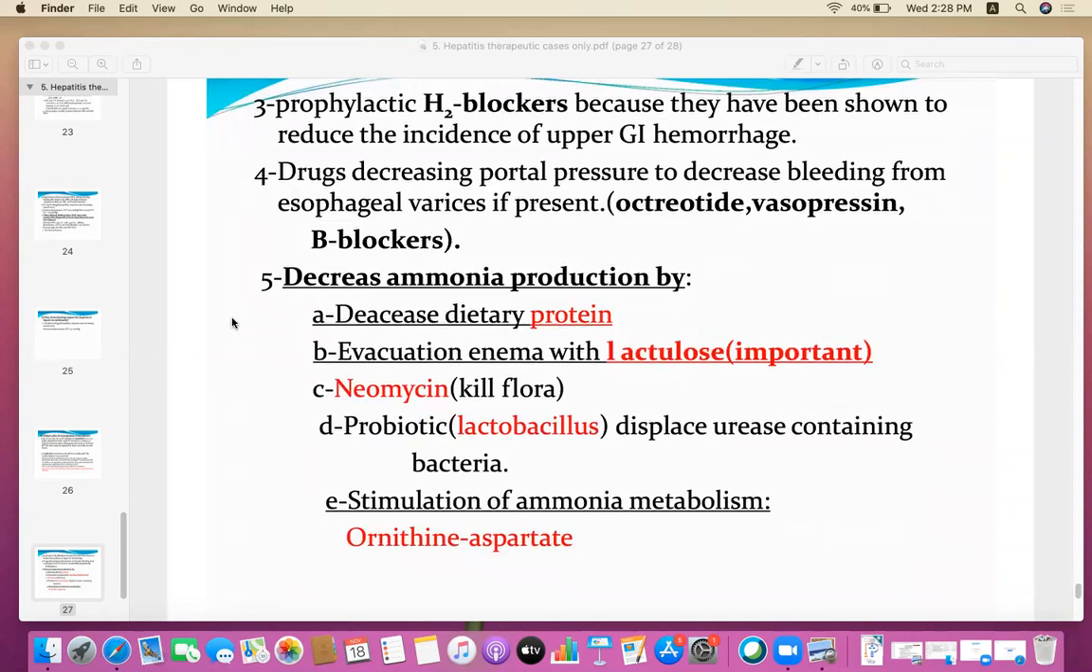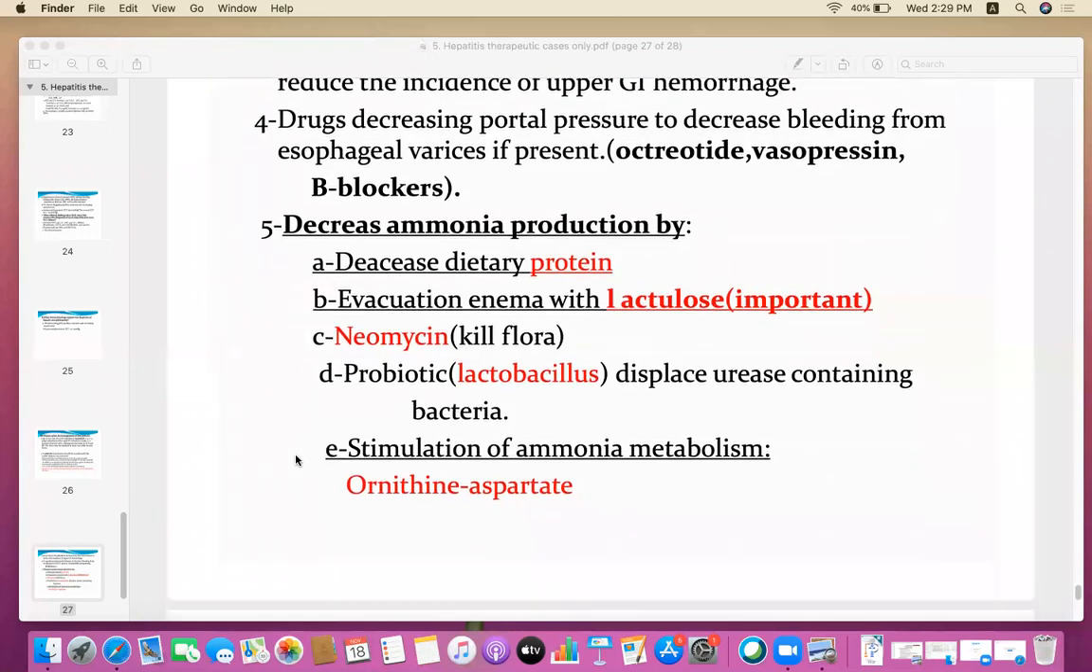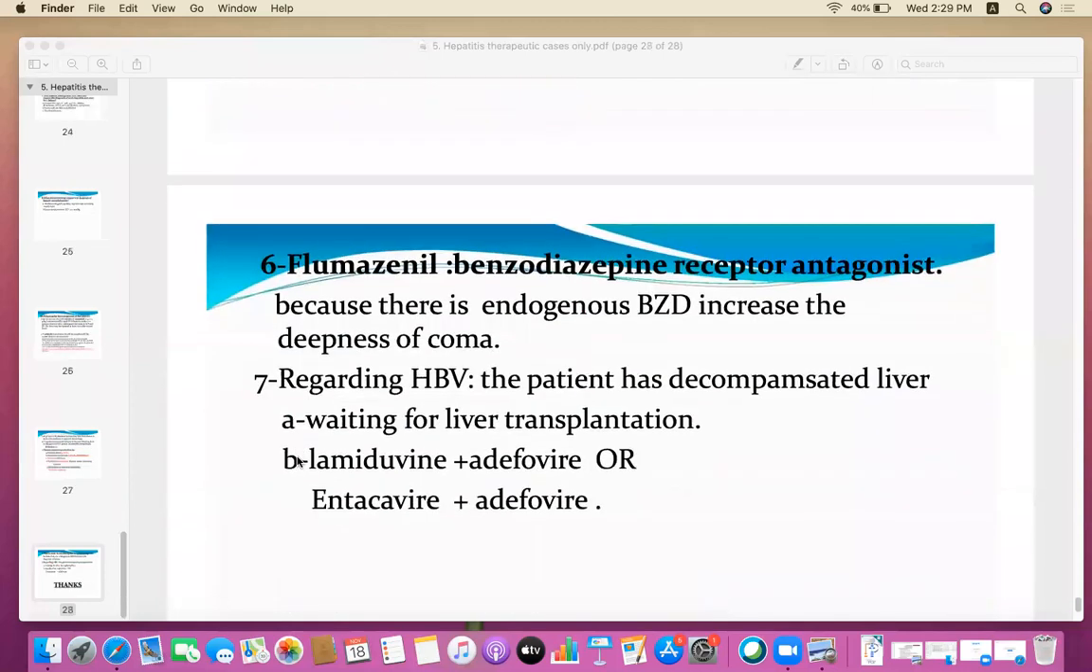Also, we have to decrease the ammonia production by decreasing dietary protein. We have to treat the hepatic encephalopathy symptomatically, taking care of all the symptoms. So decrease the dietary protein, evacuation enema with lactulose to take care of the constipation, neomycin, an antibiotic which kills the flora, probiotics, lactobacillus, good germs, and stimulation of ammonia metabolism, ornithine aspartate, same as we discussed in the lectures.